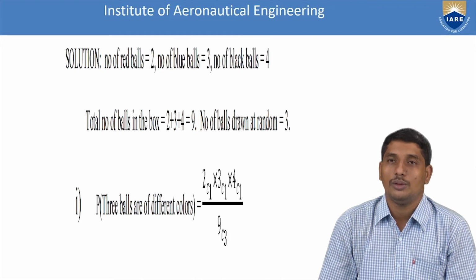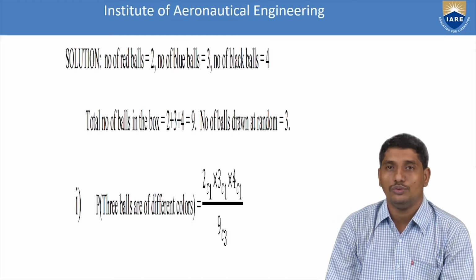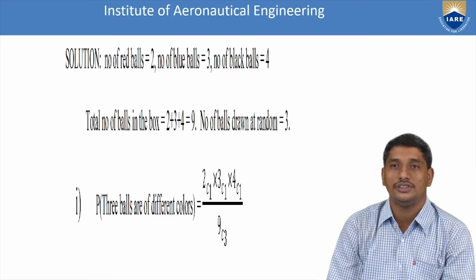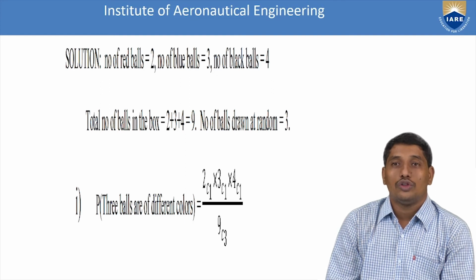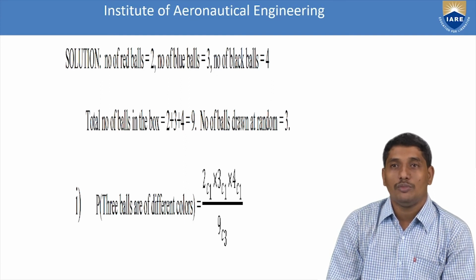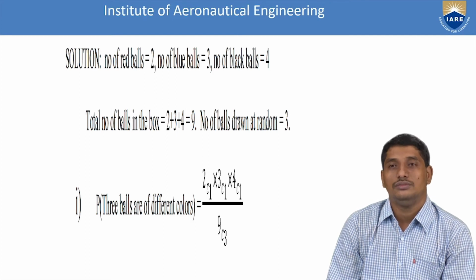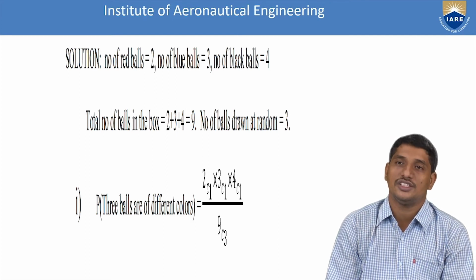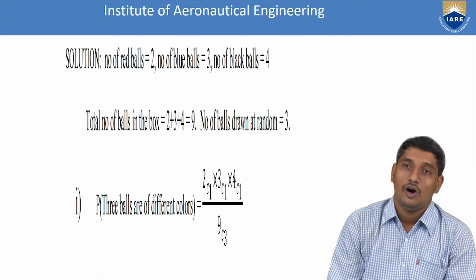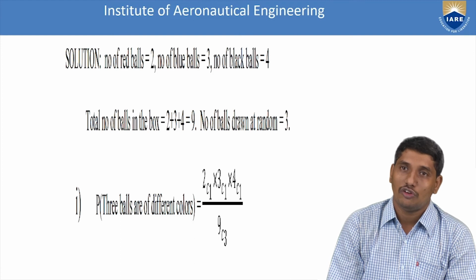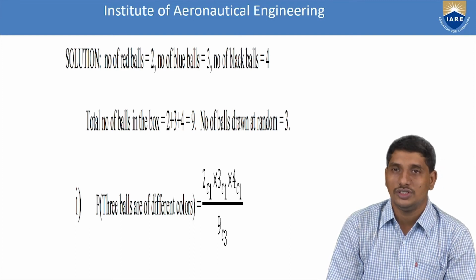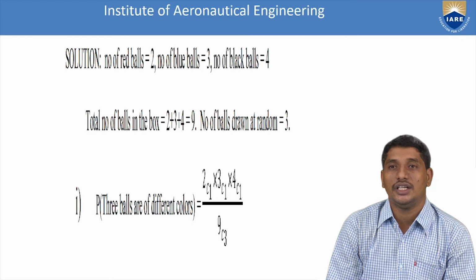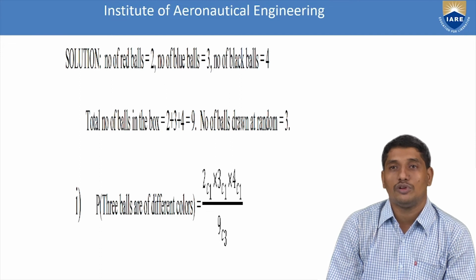So the number of red balls is 2, blue balls 3, and black balls 4. So in total there are 2 plus 3 plus 4, that is 9 balls, and the number of balls we have chosen at random is 3. So the total number of possible selections, out of 9 balls selecting 3 balls, is 9C3. So n of S is 9C3.